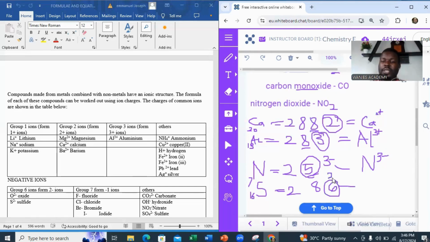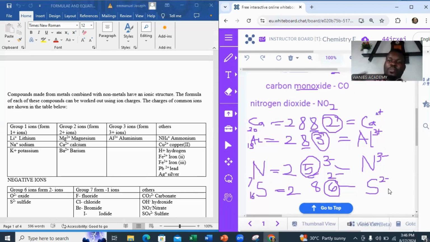So it will need to gain 2 electrons. So that means my sulfur, which is S, will be what? 2 minus. I used to tell my students that in a typical exam condition, all you need to do is just use your periodic table. You don't need to show all this.